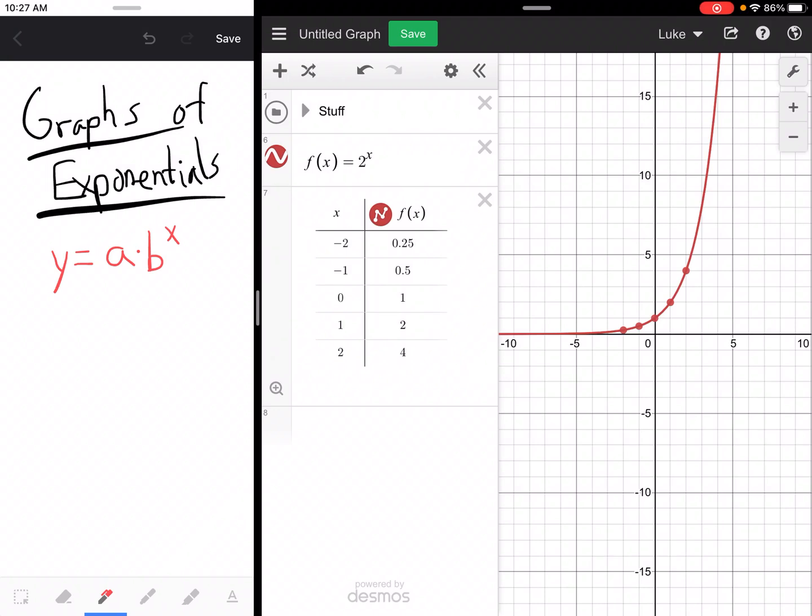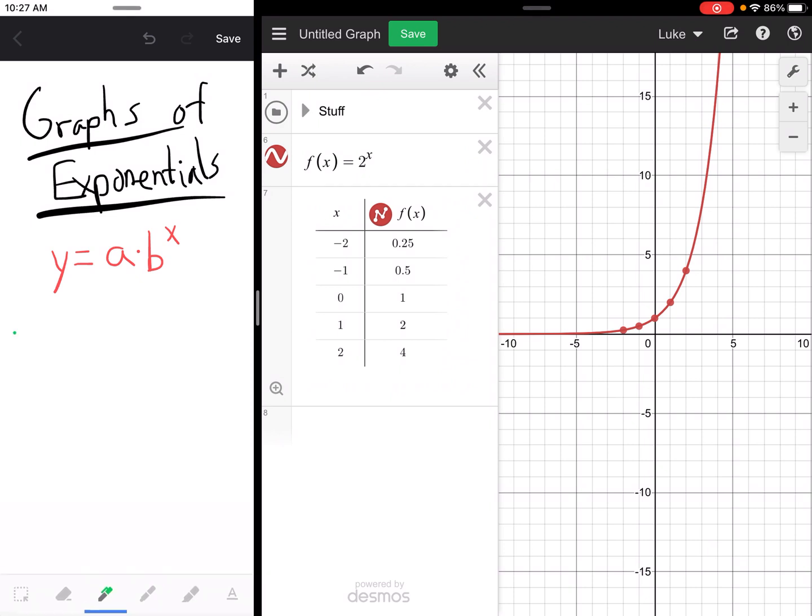Hello and welcome to this video where we're going to talk about the graphs of exponential functions. So what I've written down is the most basic form of an exponential function, which is y equals a times b to the x. And then on the graph, I have graphed f of x equals 2 to the x, which again is a very basic sort of exponential function. Now, I did this to highlight a couple of properties about the graphs of exponential functions.